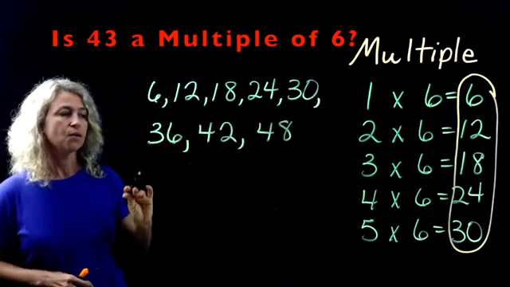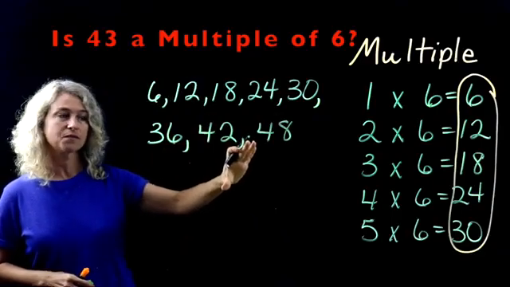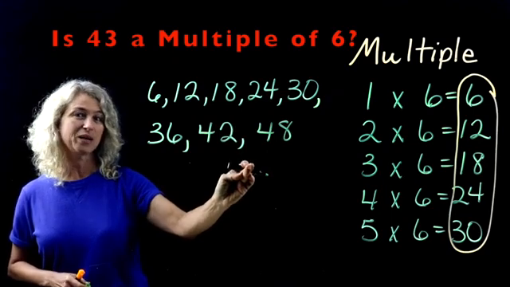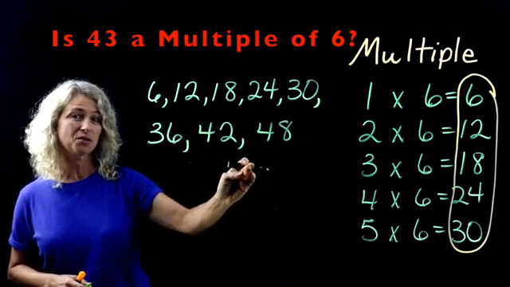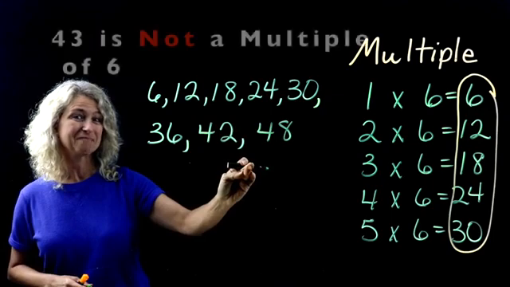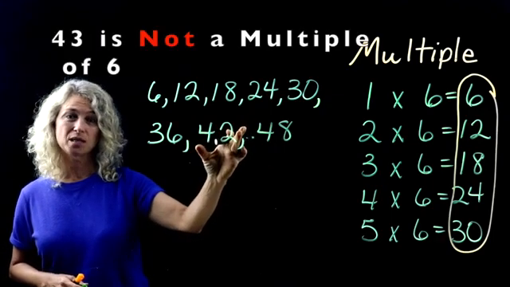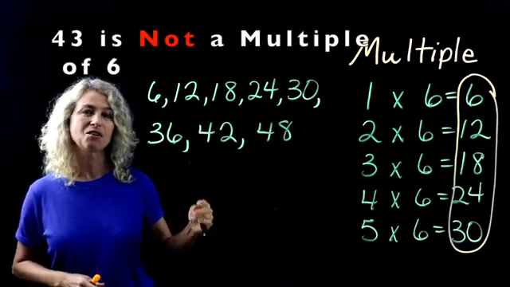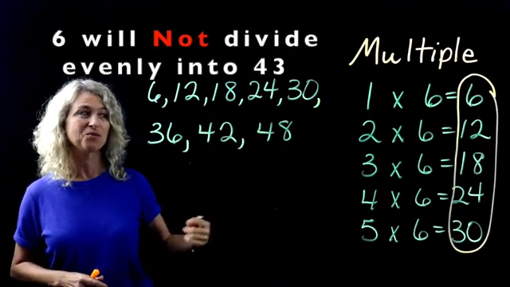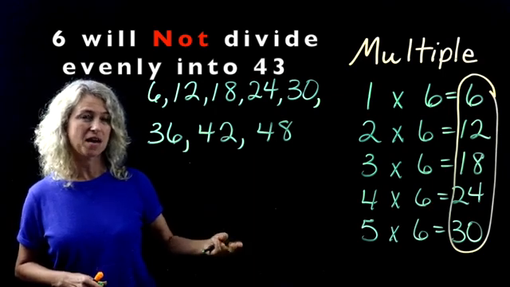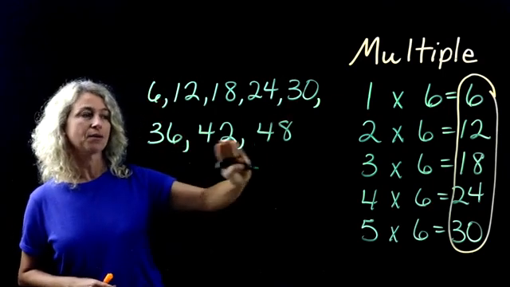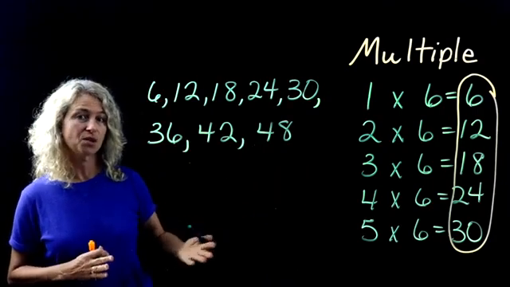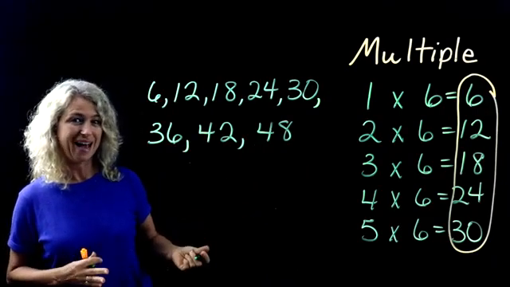Now we've passed 43, haven't we? So 43 is somewhere in between here. So could we answer the question, is 43 a multiple of 6? It's not, is it? 42 is a multiple, 48 is a multiple, but not 43, 44, 45, 46, or 47. Okay, so just continue the pattern out past the number that you're asked to determine whether it is a multiple or not, and you'll be able to see that.